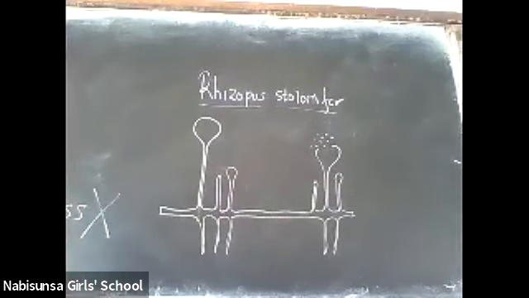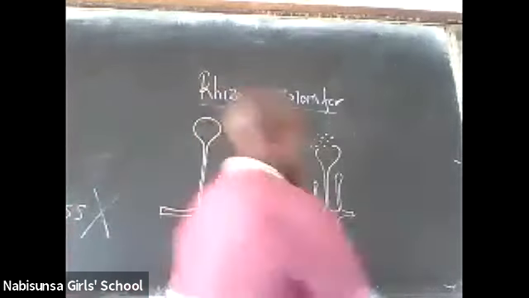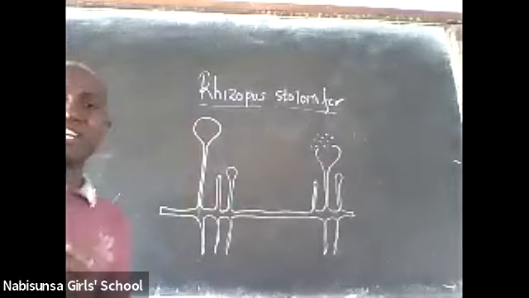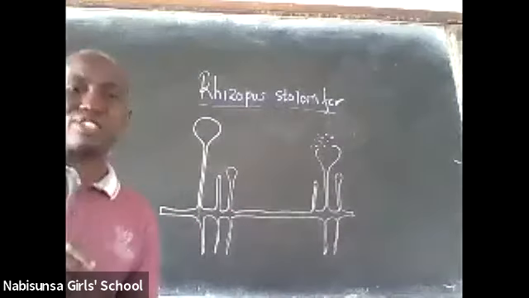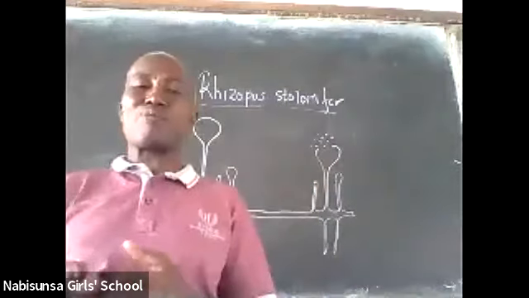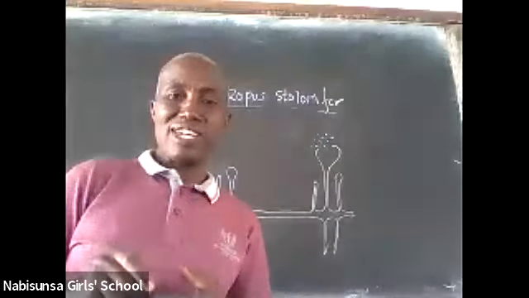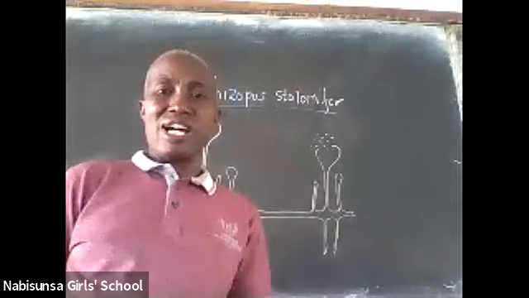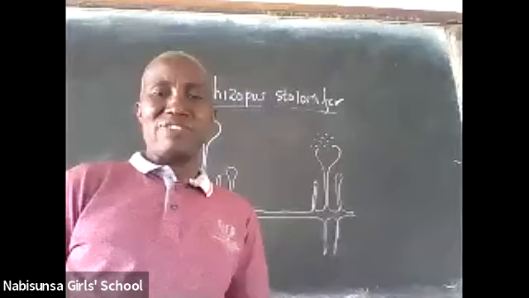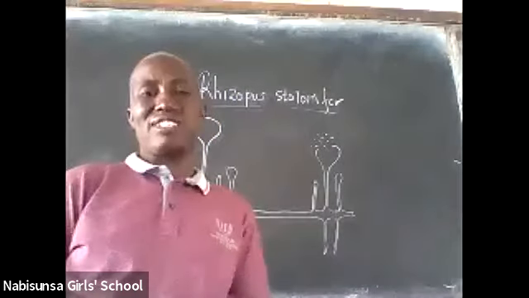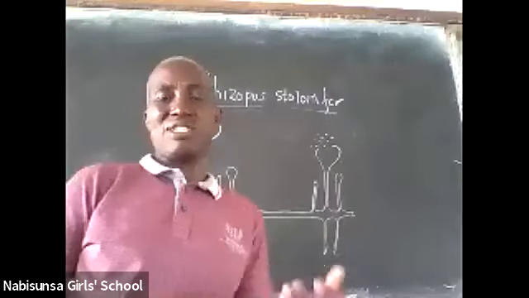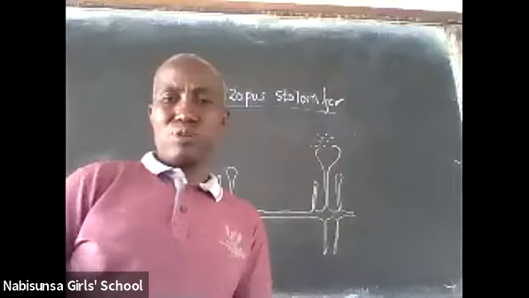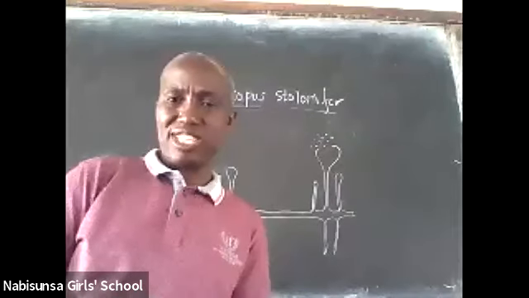Let us now look at the names of some of these parts. We have already been told that these organisms reproduce by means of spores. You can find a detailed drawing of the fungi in any biology textbook. You can also go on Google, and you'll be able to see.